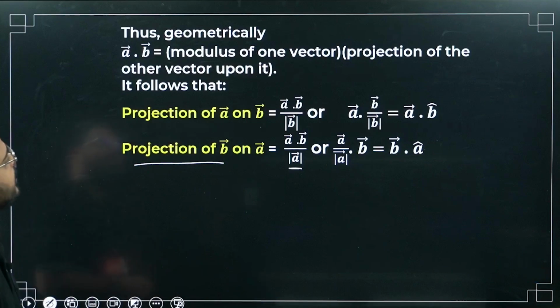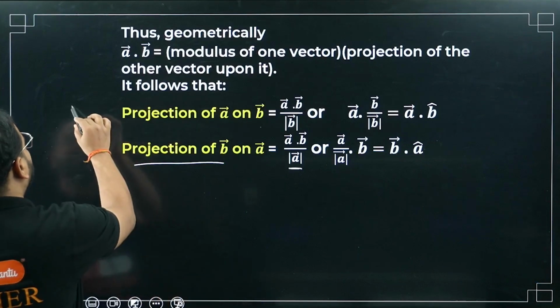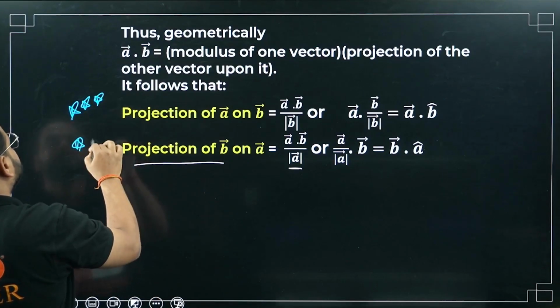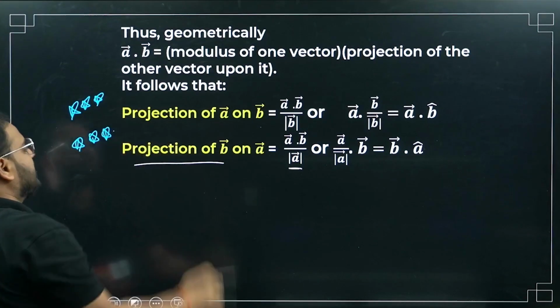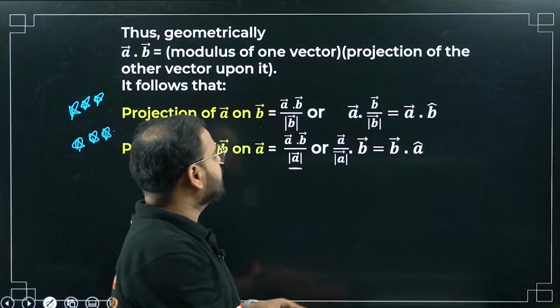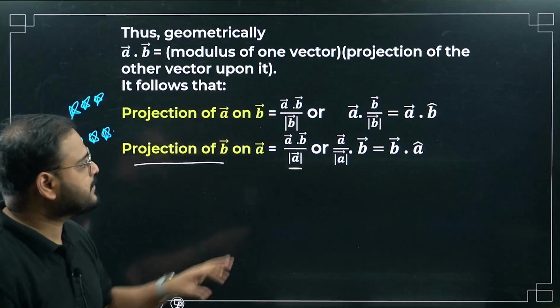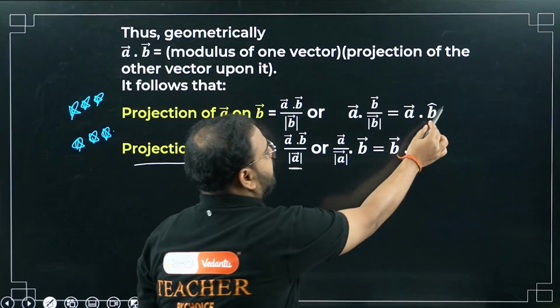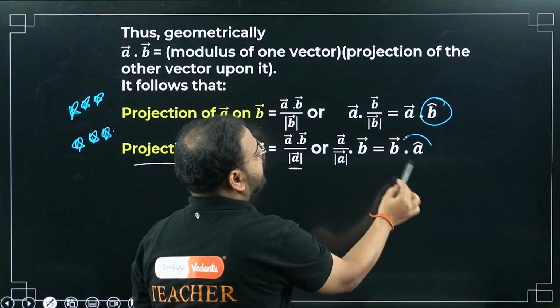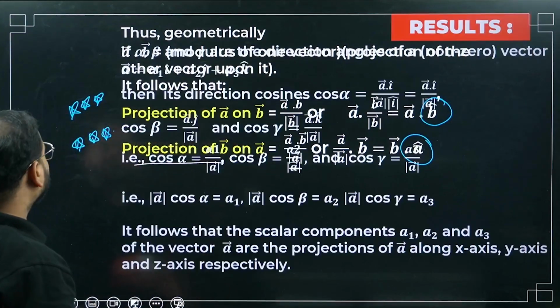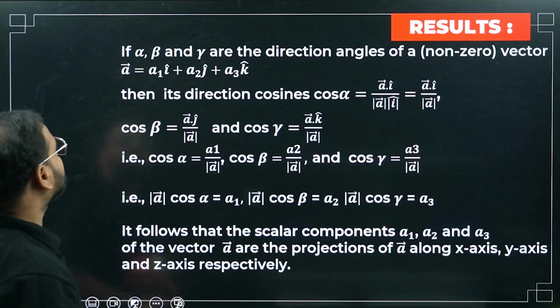Please have a look. This is your summary. These are the two very important points, both of them. Please make a note of this. This part is very, very important. The same thing is written over here: unit vector across B, unit vector across A. Right? Very good. Moving on to results.